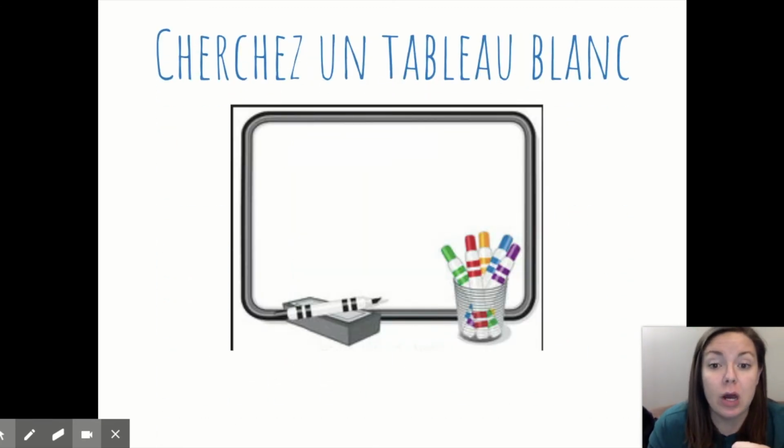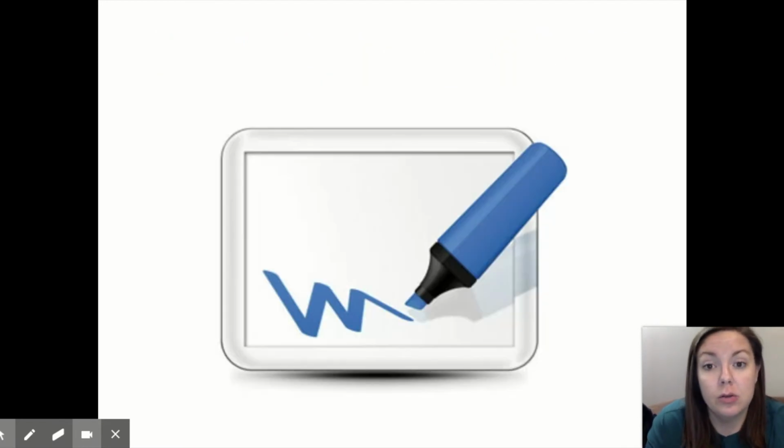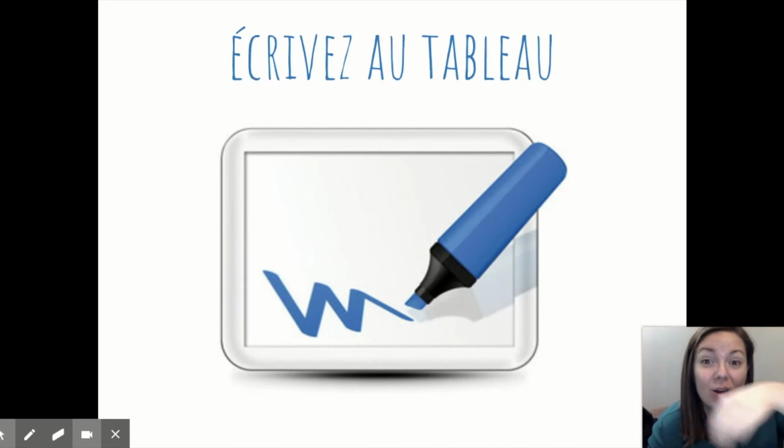Cherchez un tableau blanc. Go find a whiteboard. So in class, we have a classroom set of whiteboards that hopefully we'll still be able to use. I don't know about our sharing rules, what they're going to be, but I hope everyone will have an individual whiteboard where we practice writing on them. And then I'll give you the instruction, écrivez au tableau. Écrivez, write on your board.